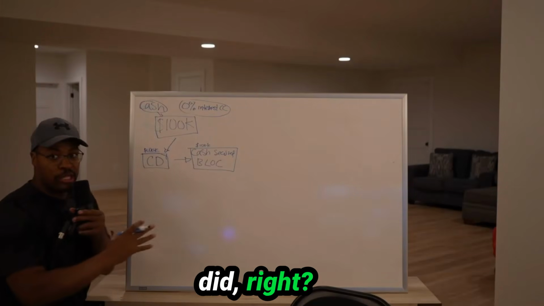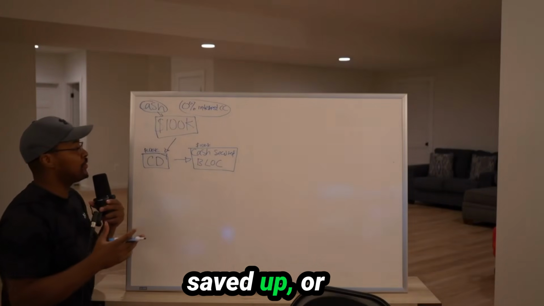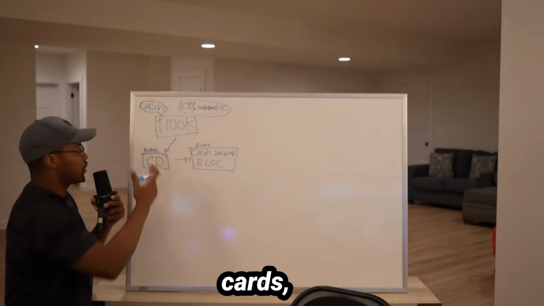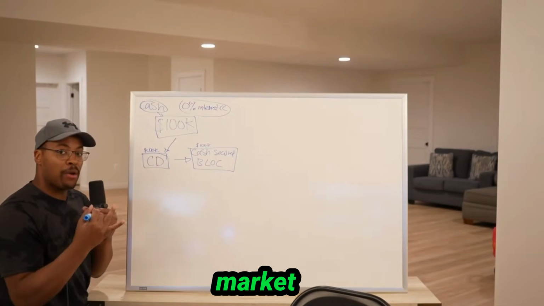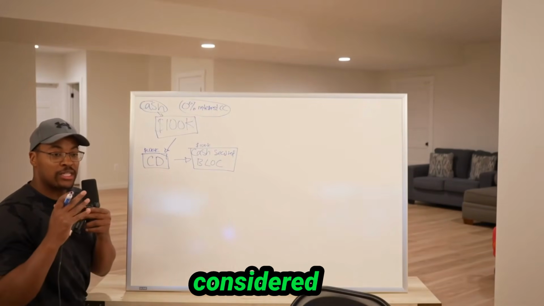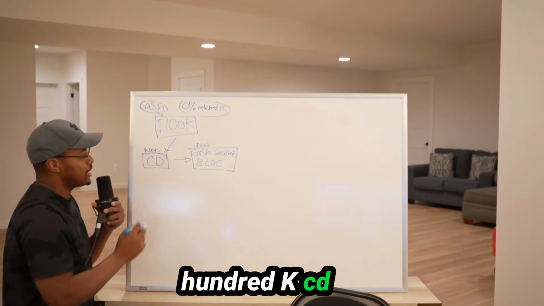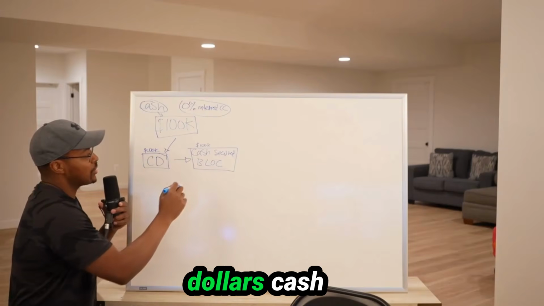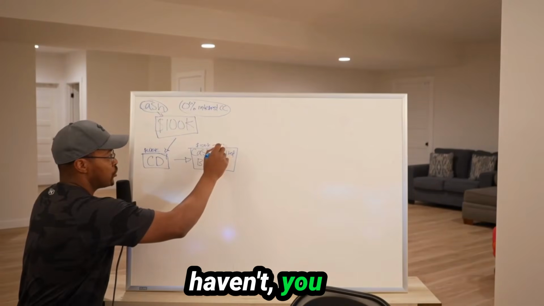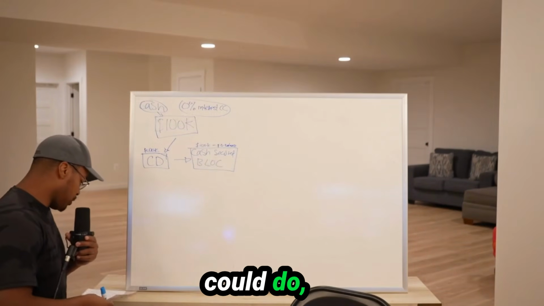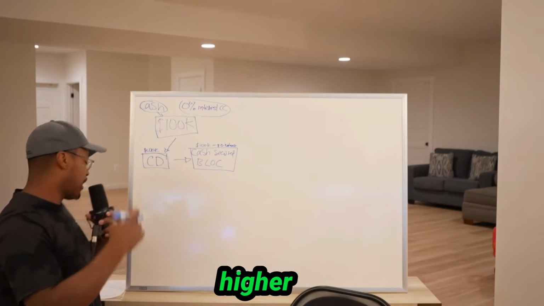So look at what you just did, right? You first started with this initial 100K, whether that's your own cash that you saved up or maybe you liquidated some credit cards. So this 100,000 is still in the CD, right? A CD, a money market account or a checking account is considered a demand deposit account. I'll get back to that in just a bit. So now you got this 100K CD and you have a $100,000 cash secured business line of credit with a zero balance, right? Because you haven't drawn from it yet. What you could do, and again, this is for those who are looking to leverage their credit and qualify for even higher amounts, I'm gonna break it down.